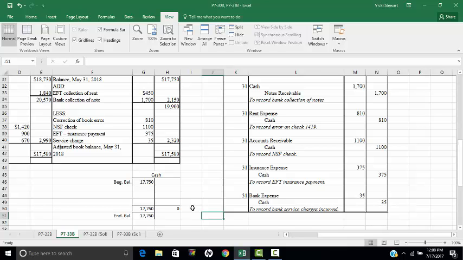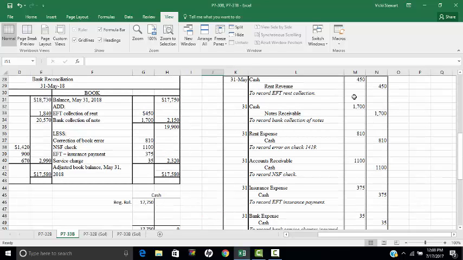The last part of the problem asked us to do a T account that would show the posting of each of these entries into our cash account, so we can see how that works as far as getting to that adjusted book balance. So our debit of $450 would go in, our debit of $1,700 to cash. Those are our additions. And now we'll record our subtractions, the $810 for the error, $1,100 for the insufficient funds check, $375 for the insurance that was paid, and then our last entry is going to be $35 for the service charge.